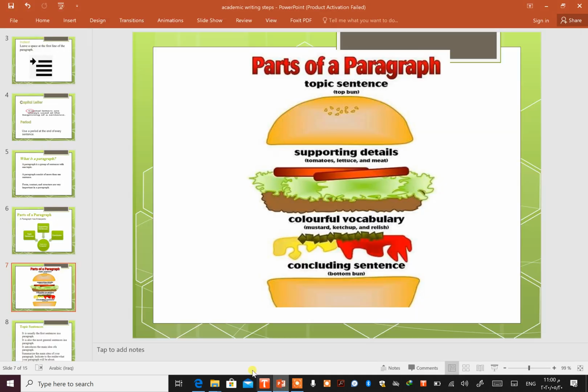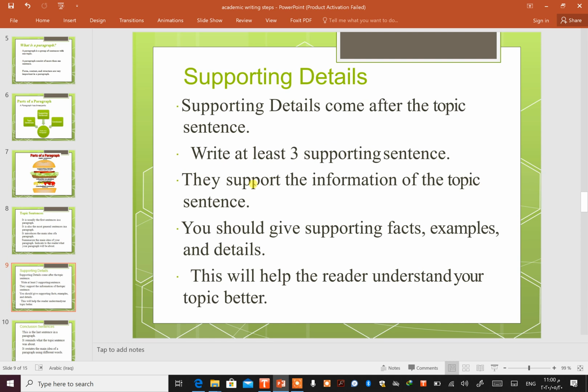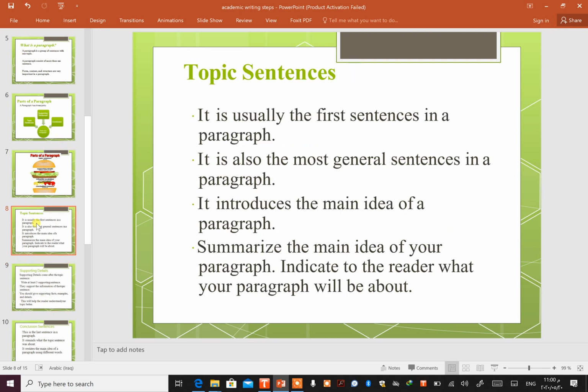So as I mentioned, the topic sentence should be all the time the first sentence in the paragraph. And all the time it has general details, so you don't add any specific details, because the specific details, the reasons, the examples, the facts, all the time go in the supporting sentences. And of course it introduces the main idea of the paragraph.